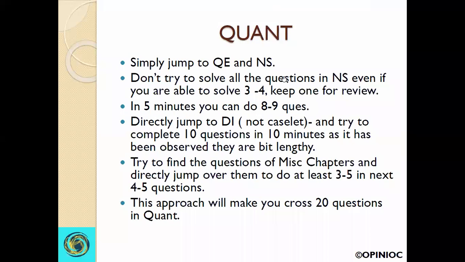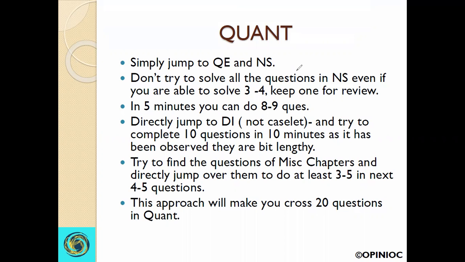Then coming to the next section, which is quantitative aptitude, 20 marks, 20 minutes, 35 questions, one mark each. What should be your approach? You should simply skip if you are getting a miscellaneous question as your first question, and you will get an idea that those miscellaneous questions are at the same place.